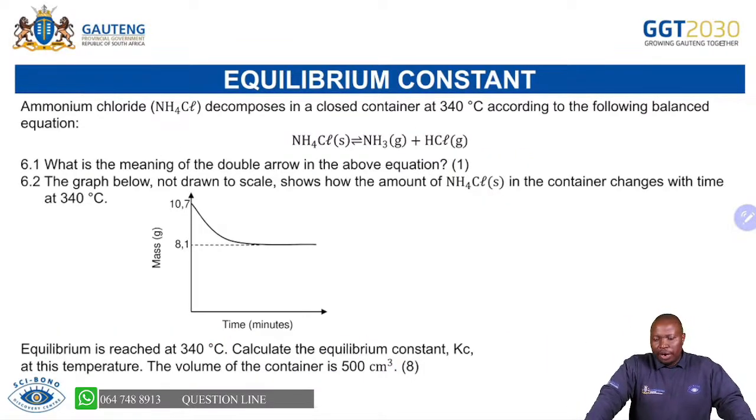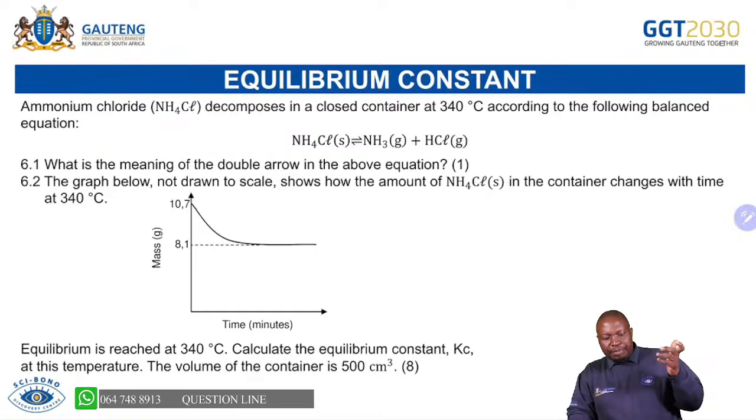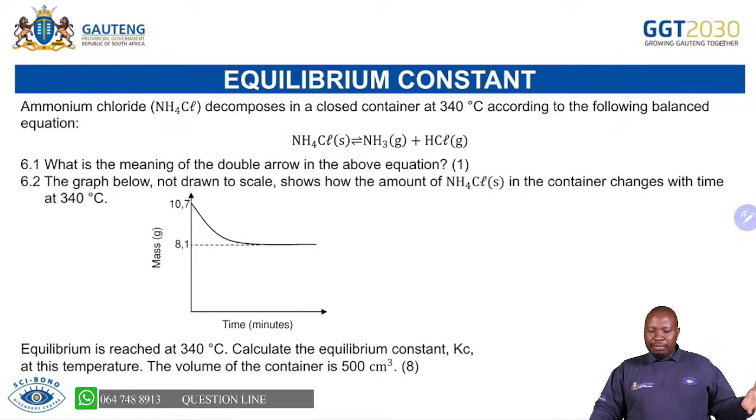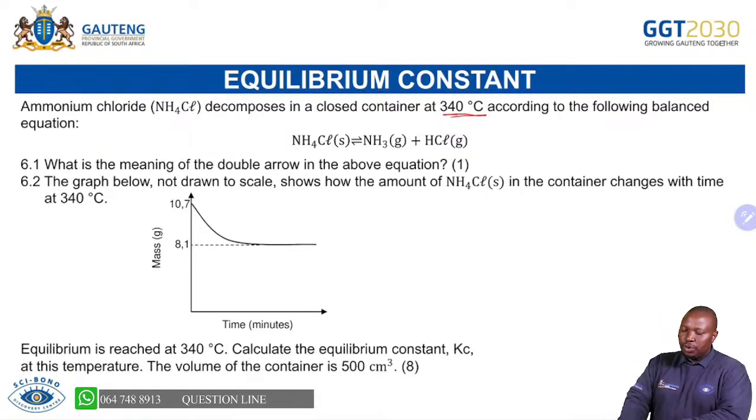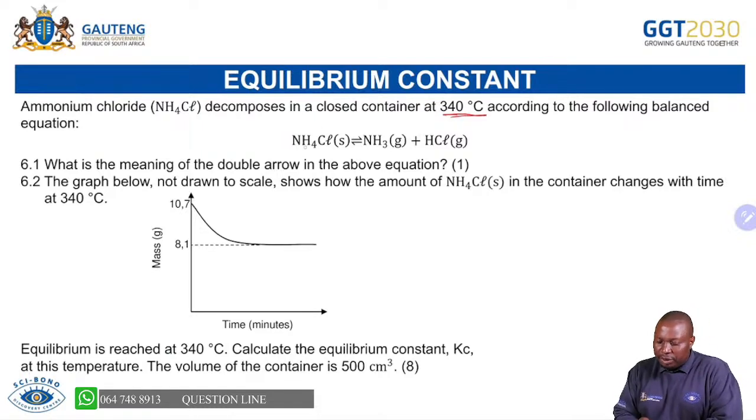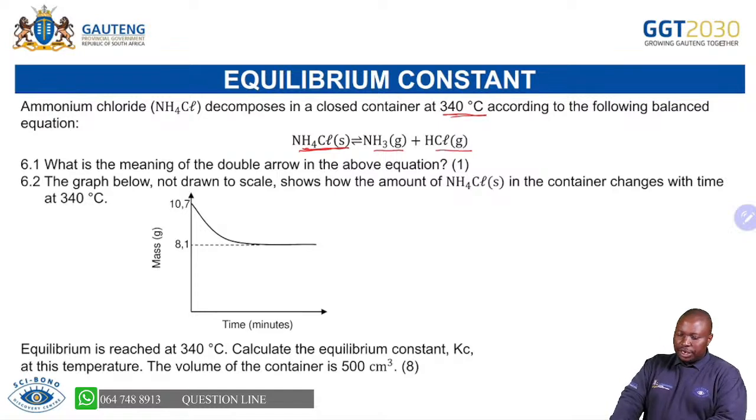Now, let's look at one question that talks to equilibrium constant. You are given ammonium chloride, which decomposes in a container at 340 degrees Celsius according to the following equation. You can see that the ammonium chloride is solid, but now we have gases, which are our ammonia gas and HCl gas. Hence, we can continue with the calculations here.